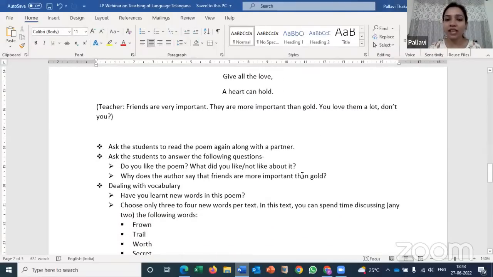And then once you've done that, you can move to the questions that are given in the textbook as well. So a question like, why does the author say that friends are more important than gold? Here is a good time to introduce all such questions and then let students work on it, perhaps in groups. If they're using their home languages, that's all right. Let them just engage with it.